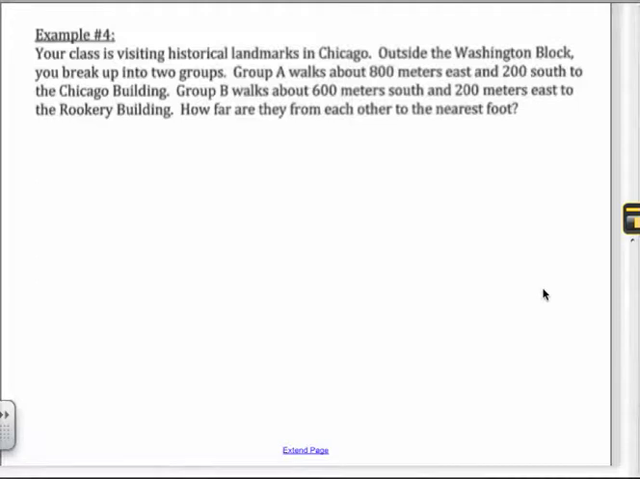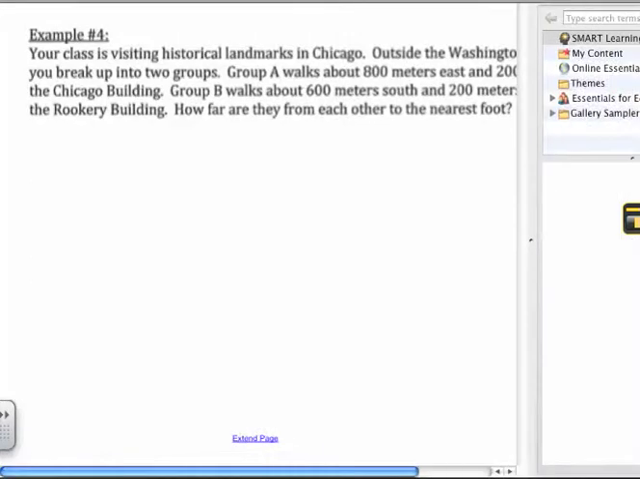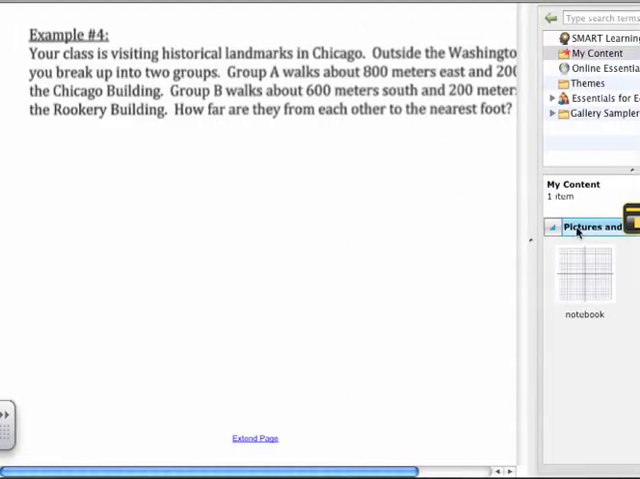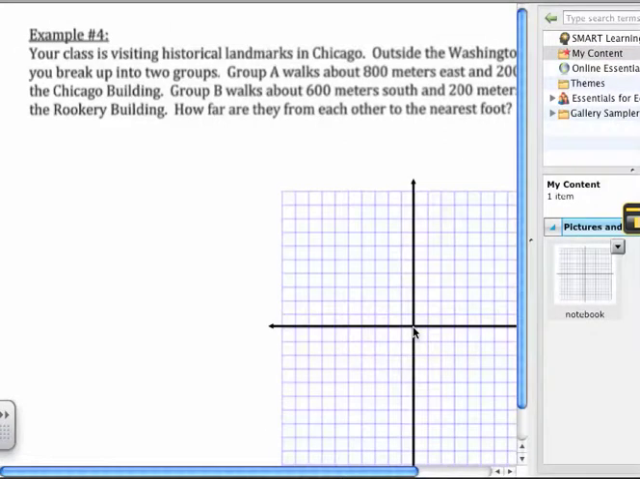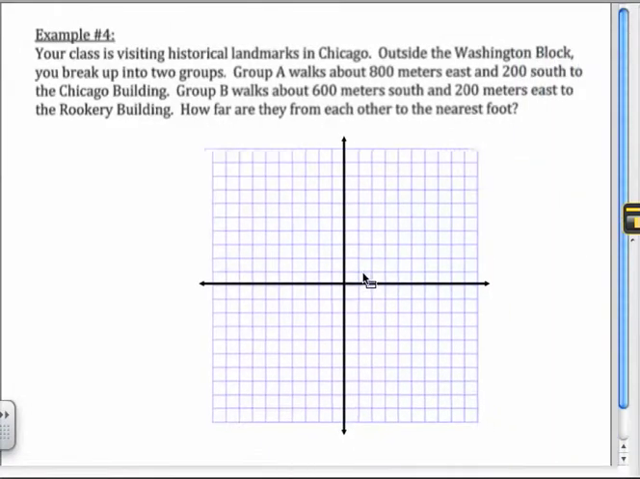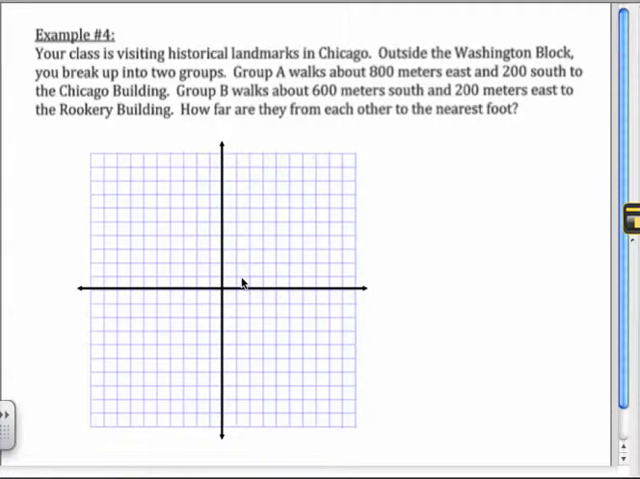Well, you know what, guys? I love this kind of stuff. I'm going to definitely want to use a graph like this, right? And you'll notice, guys, this is like a compass rose that I know you've talked about in history. But this is north, this is south, this is east, and this is west. And I'm going to say that this is the Washington block. This is the spot where they split up.